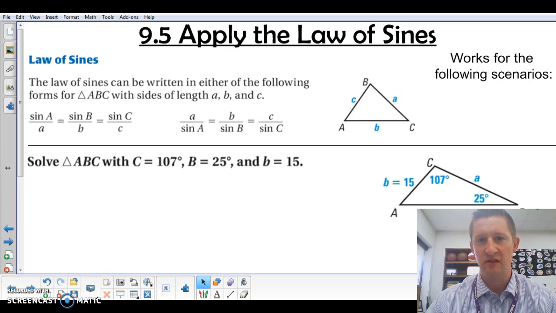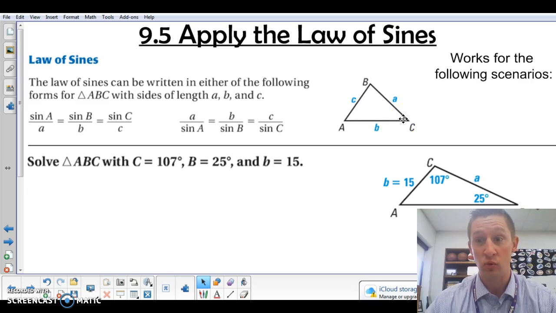Alright, students. In this lesson, we're going to learn about the law of sines. Now, the law of sines is right here in your notes. Look at it. In order to use the law of sines, the whole goal is we're trying to solve a triangle, which means find all three side lengths and all three angles.